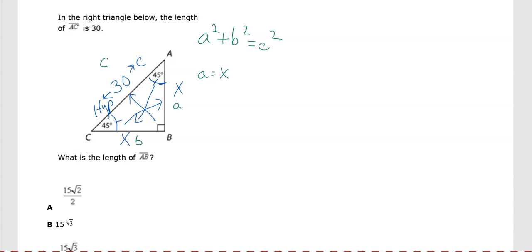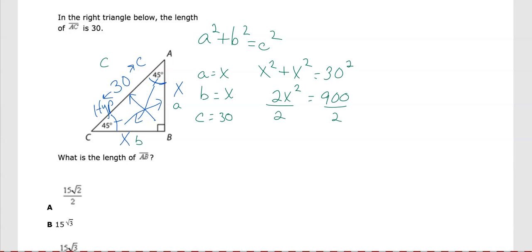A is unknown, B is unknown, C is 30. And then we are going to do plugging into our formula. So we're going to have x squared plus x squared equals 30 squared. And then we're going to have 2x squared, because we need to combine like terms, equals 900, because 30 squared is 900. Divide both sides by 2 and we get x squared equals 450.